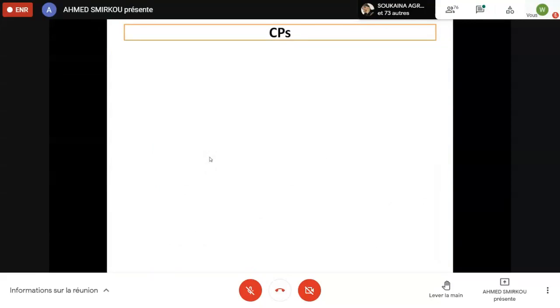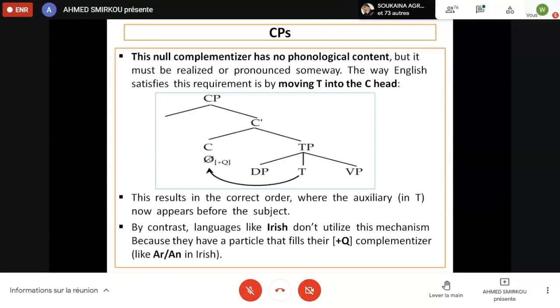Okay, so the main points I have covered so far concerning CP are the following. First, I said in embedded clauses, there is a complementizer. It is realized, it's not null. But in yes or no questions, there is a complementizer, but we cannot see it, it's not realized, it's null. And I said, so we have to move T to C to pronounce it because it's null. But languages such as Irish already have a complementizer there, so there should be no movement.